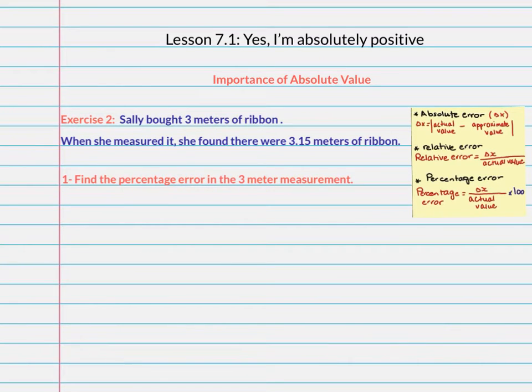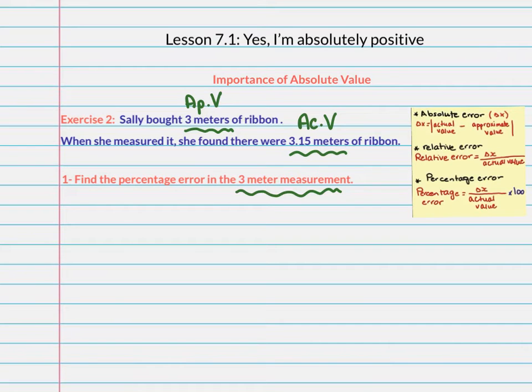Exercise 2. Sally bought 3 meters of ribbon. When she measured it, she found there were 3.15 meters of ribbon. Find the percentage error in the 3 meter measurement. This is important information here. In the 3 meter measurement, this means that the error is in the 3 meter measurement. So the 3 meters here is our approximate value and not the exact value. So AP value. When she measured it, she found it is 3.15 meters. This means that the 3.15 meters here is our AC value or actual value.